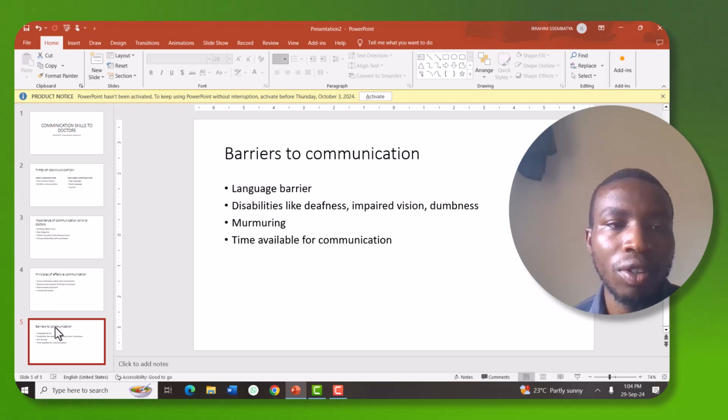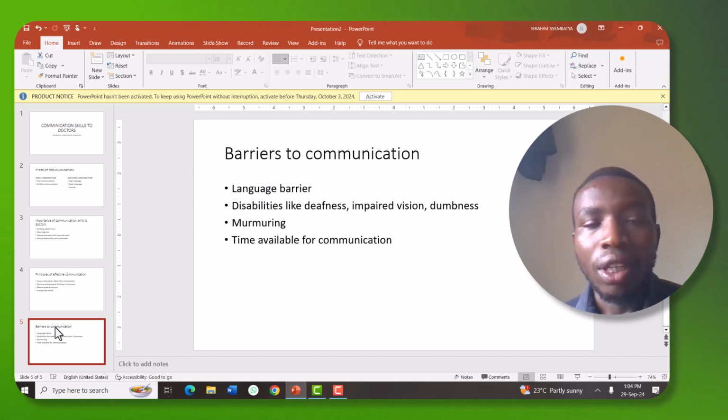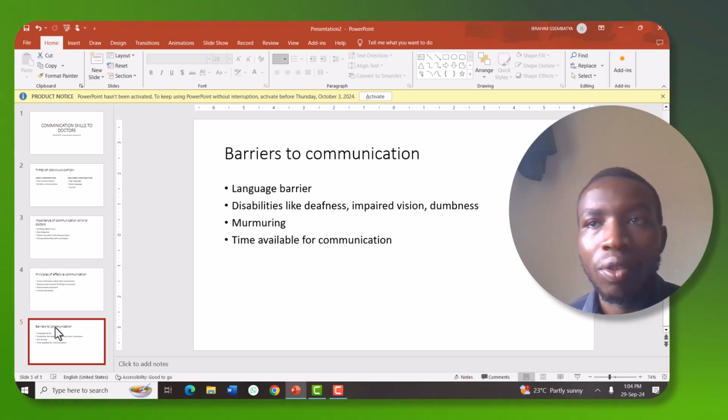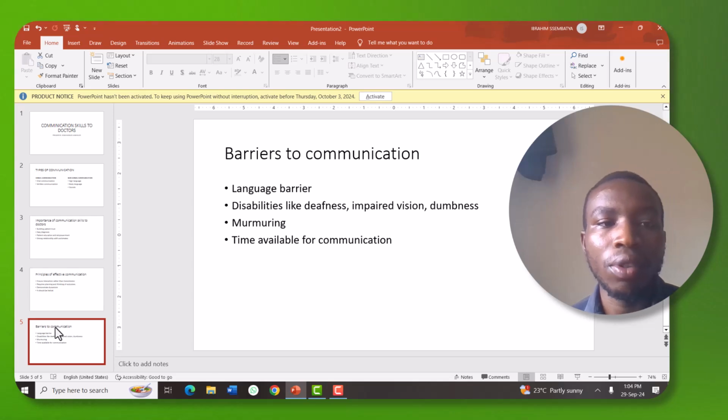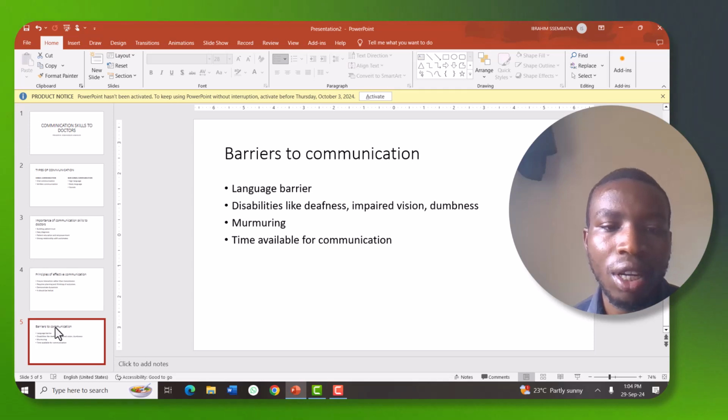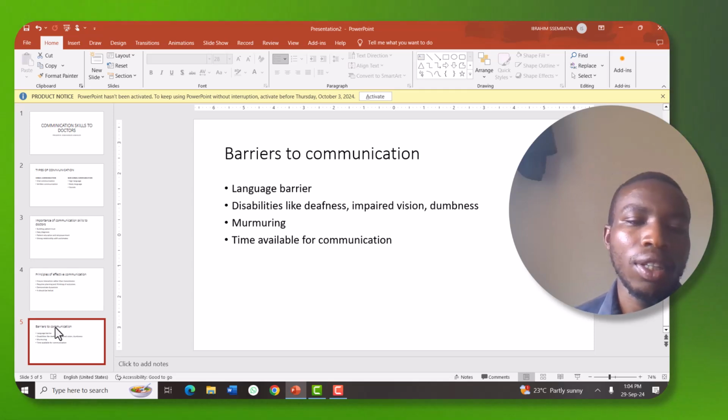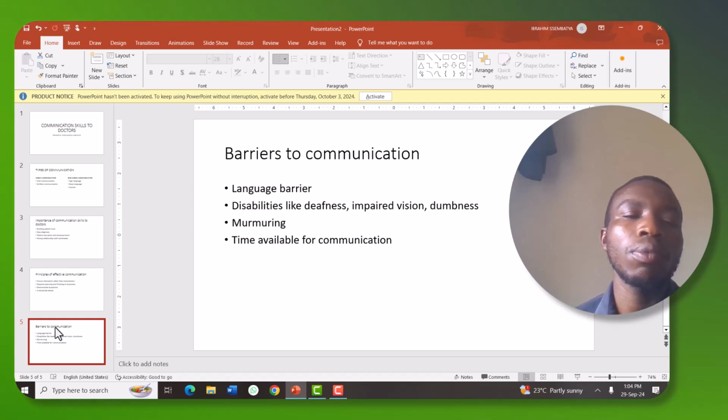Or you are speaking to an audience, you are a public health doctor, and you have tried to go to any village or any community to meet members of the village, to speak about certain issues concerning health, but when you are communicating, they are having background noise, that is murmuring, so that will hinder communication. Then lastly, time available for communication.